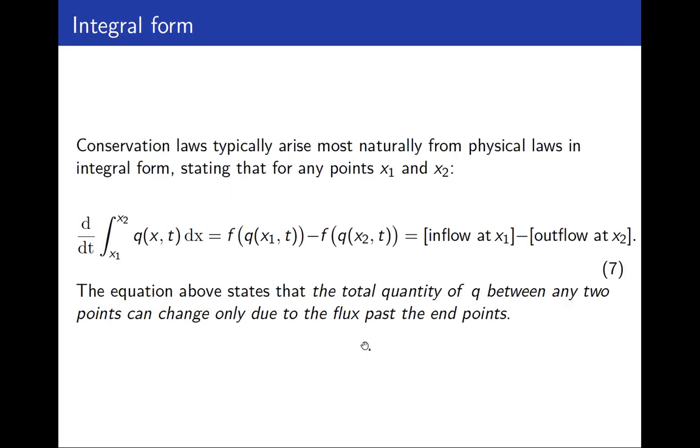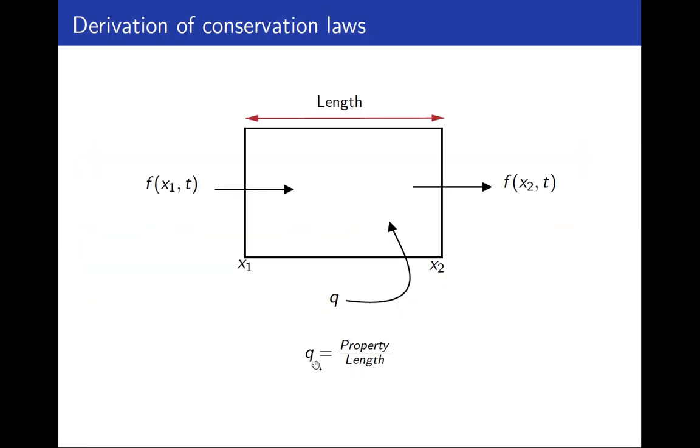But this is the 1D case. In the 2D case, instead of property over length, we might have property over an area, a cross-section area. And in the 3D case, we will have some sort of density, given by the property divided by a volume. But in the 1D case, it's property divided by length.